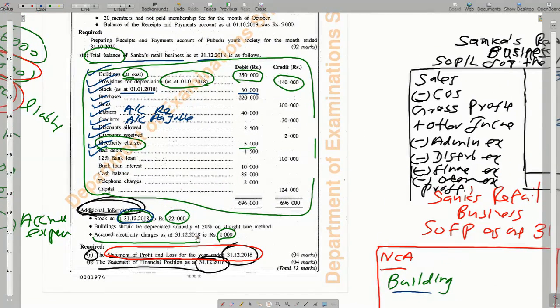Then you can see that there is again a hint. The bank loan is okay, we have that, but they are saying 12%. So what do you mean by the 12%? The 12% means the bank is saying that you have taken some sort of bank loan from our bank, but you are required to pay 12% interest, 12% interest annually. So here, if the bank loan is 100,000, your interest rate, they are saying, is 12%.